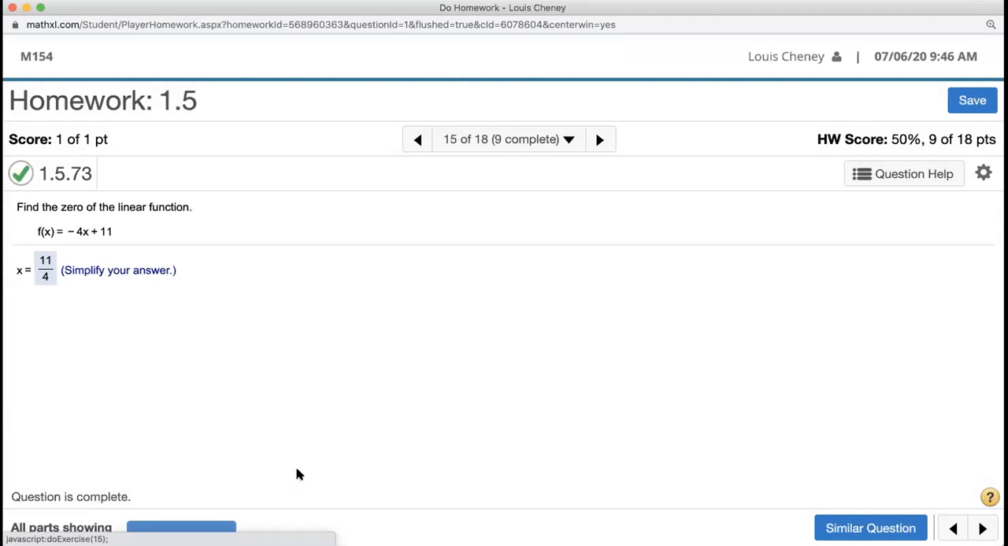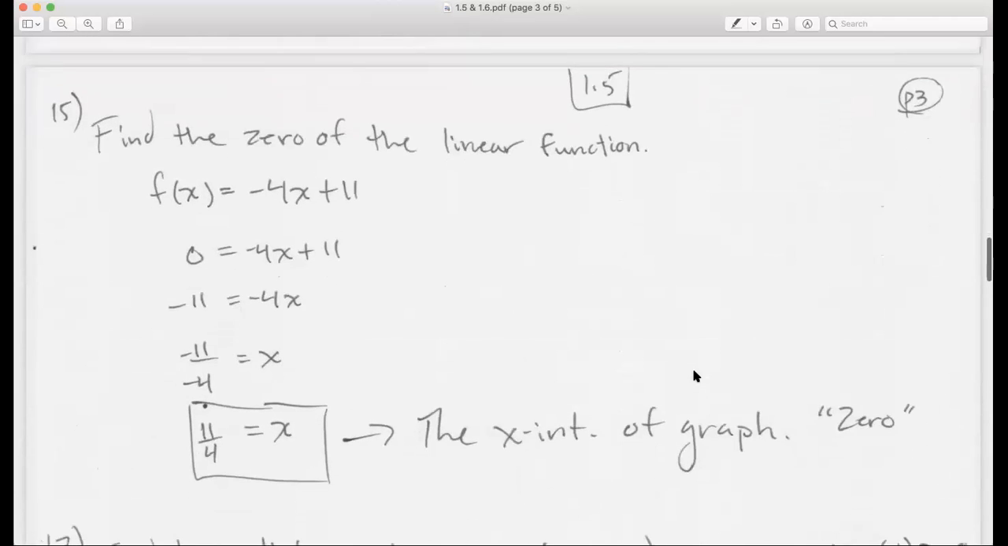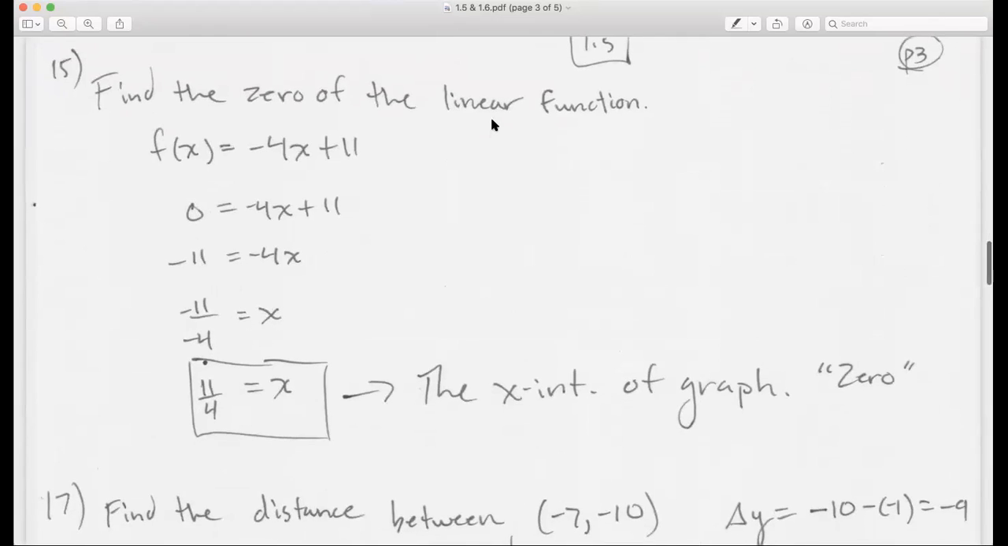Number 15, find the zero. So that's the same as the x-intercept. So then let's show you that one. Wherever there was an f(x) or y, I replaced it with 0, subtracted 11, divided by -4, and I got 11/4. So that's where the graph will hit the x-intercept. So we call that a zero. It's a linear function, so that's a straight line.